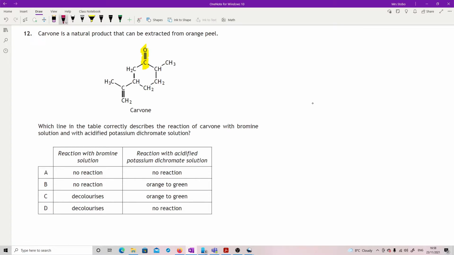Okay, so given what we just said, ketones are not going to react with acidified potassium dichromate solution. So no reaction and no reaction. This is wrong and this one's wrong. And bromine solution is looking for any form of unsaturation. Well, here we go. We've got a double bond in here. We've also got one up here, but this is the one that's going to react. So it decolorizes, so D.